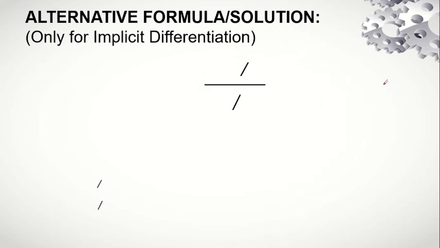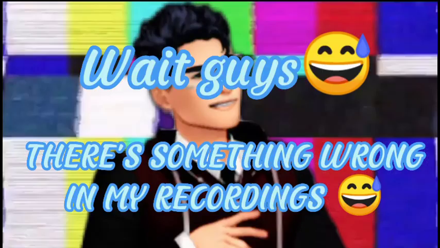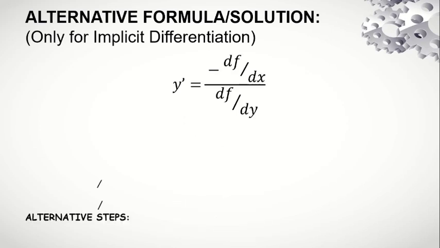Now, we have an alternative formula or solution that is only applied for implicit differentiation. So this is the formula. Alternative: we have the derivative function in terms of variable x, and we have the derivative function in terms of y. Negative, whatever the result of this is. So, those are the alternative steps.